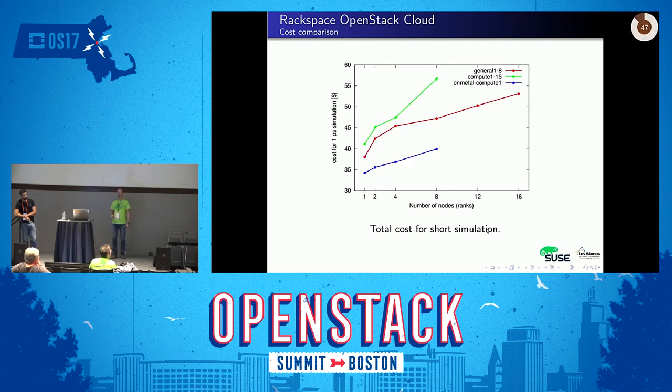Okay, being on a public cloud, we pay for resources, so we can also tell you how much these calculations cost. This is a graph showing the cost for a 1 picosecond simulation depending on the flavor. The big takeaway, I think, is that the on-metal flavor, which is the fastest, is also the cheapest if you measure it like that. So if you're interested in running a 1 picosecond simulation, you should really go with the on-metal flavor.